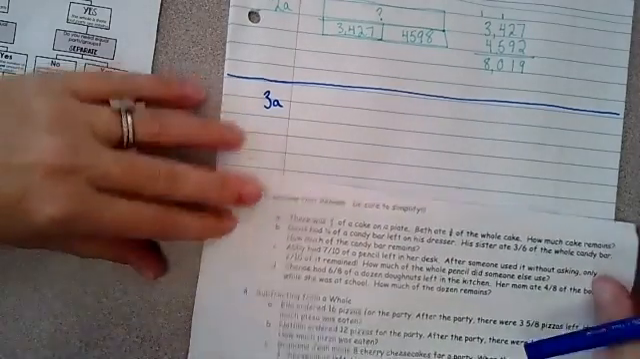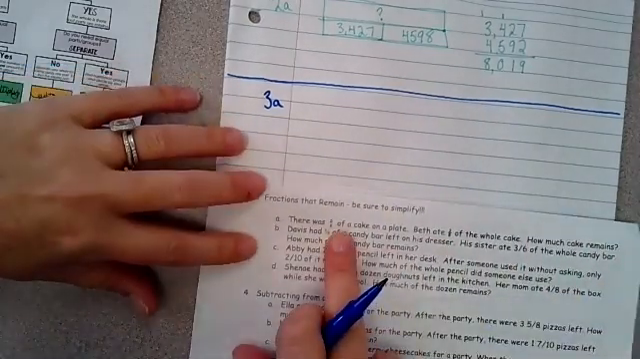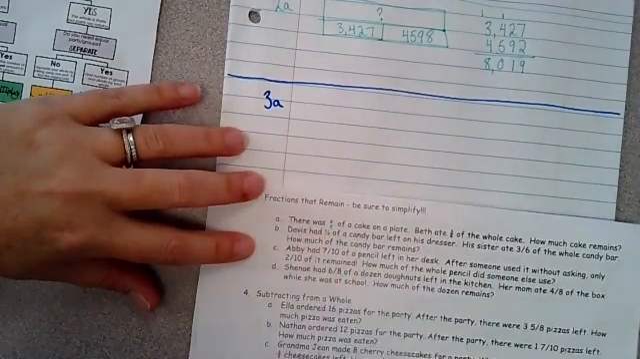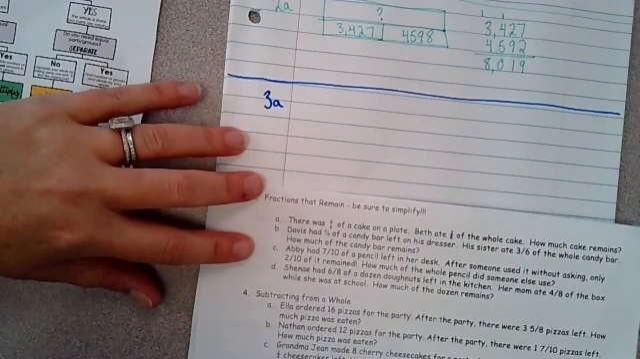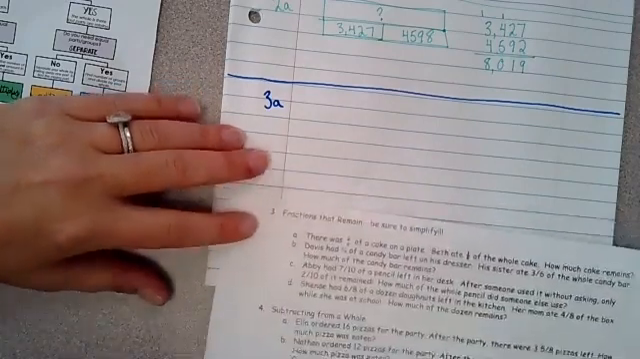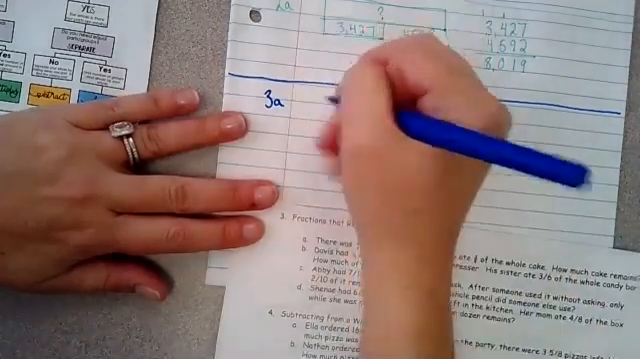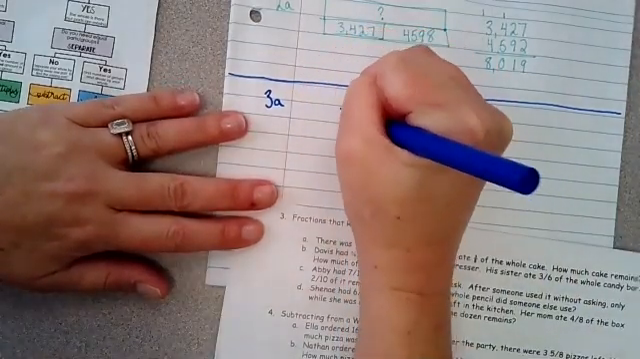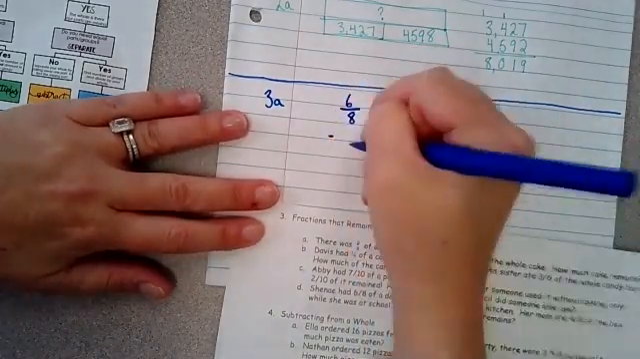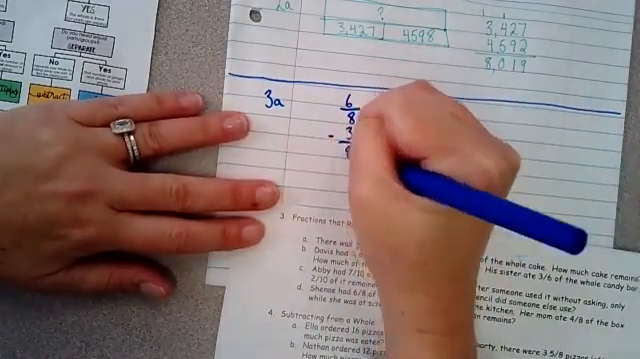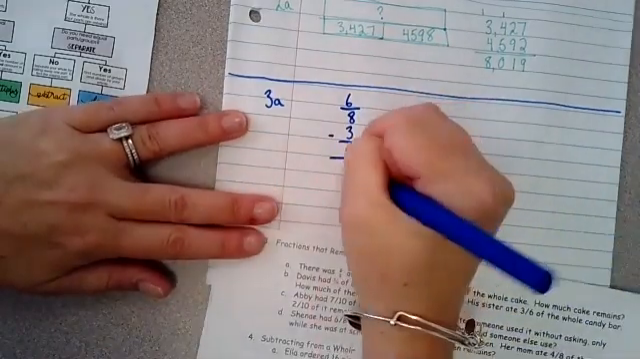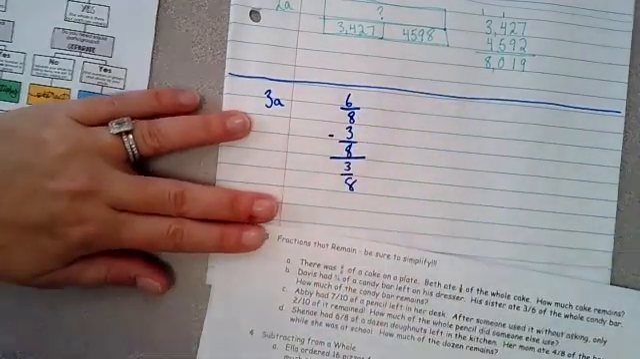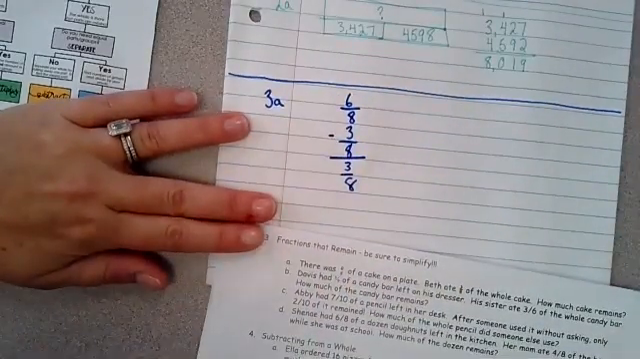So that's pretty easy. If you've got 6/8, let me think about this. There were 6/8 of a cake on a plate. Beth ate 3/8 of that. How much remains? So that is subtraction. So if you've got 3A, you've got 6/8, and you have to subtract 3/8 from it, you will get 3/8. Okay? Easy enough.